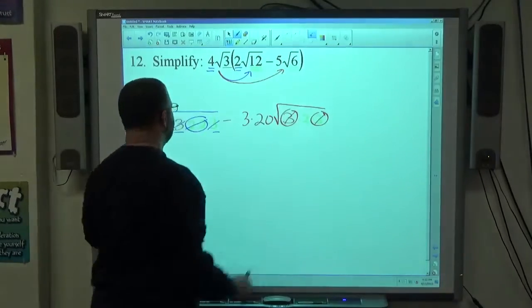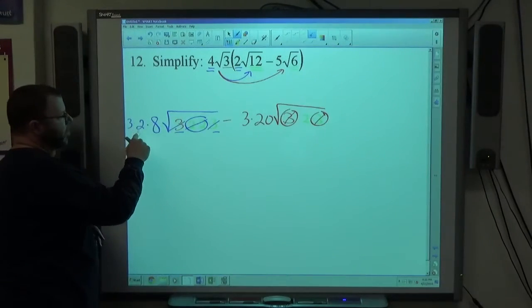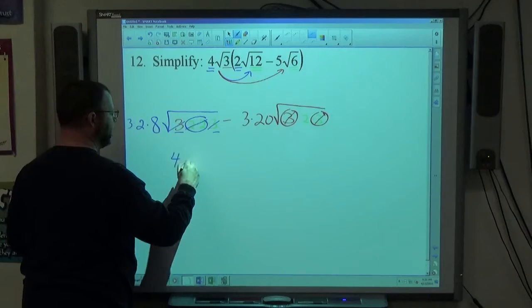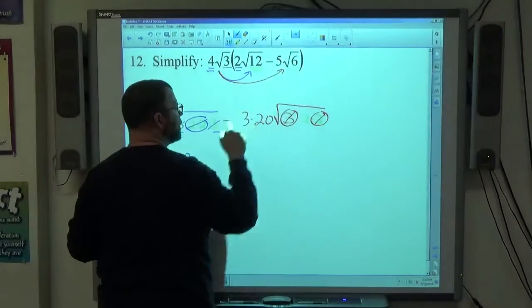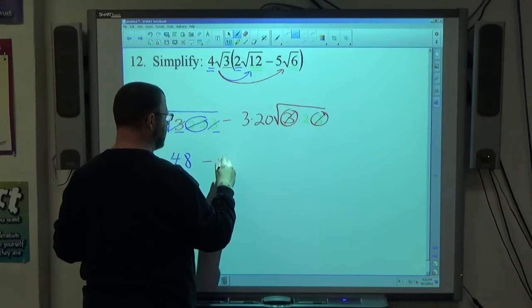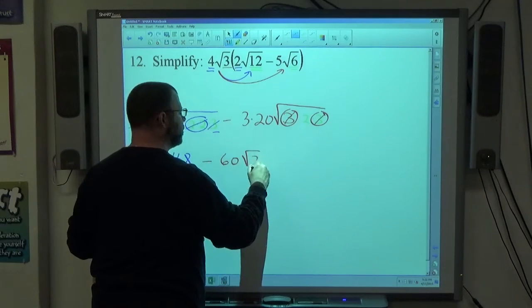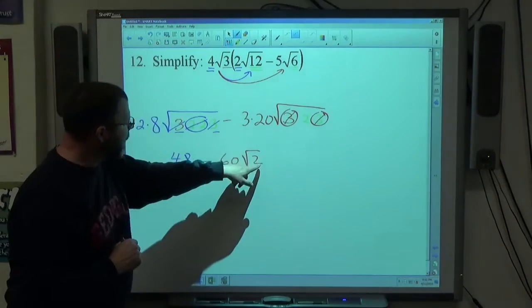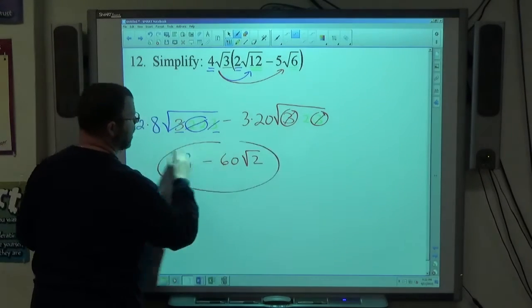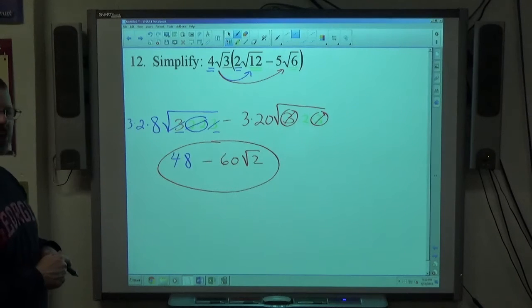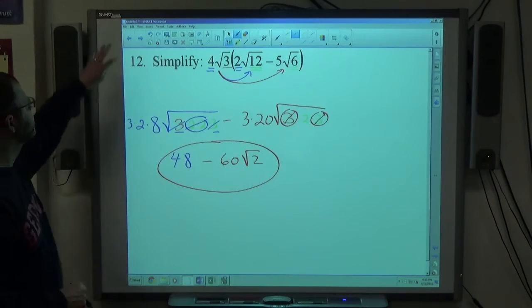So altogether, the first term, 3 times 2 is 6 times 8 is 48. Square root of nothing, so the square root disappears. The second term, 3 times 20 is 60, so minus 60, the square root of 2 stays in. This term has the square root of 2, this term doesn't, so subtraction is not legal, so that's as far as I can possibly go. Don't try and subtract those if they aren't allowed to subtract.